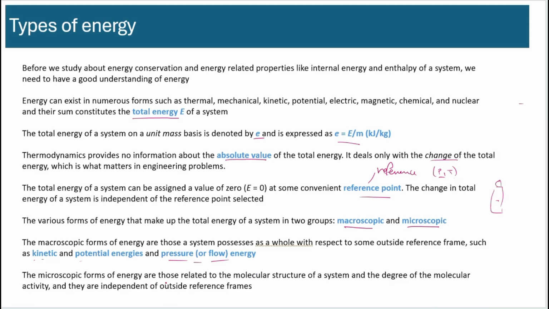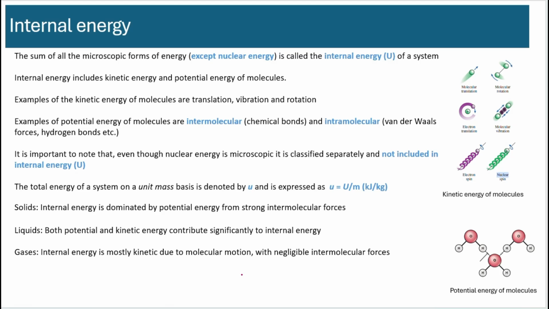Microscopic forms of energy are primarily related to molecular structure and molecular motion, and they are typically independent of outside reference frames. So let's start with the microscopic form first. The sum of all microscopic forms of energy that are inside a system is called the internal energy. Okay, and it's usually referenced by the letter U. Every textbook will refer to it as U.